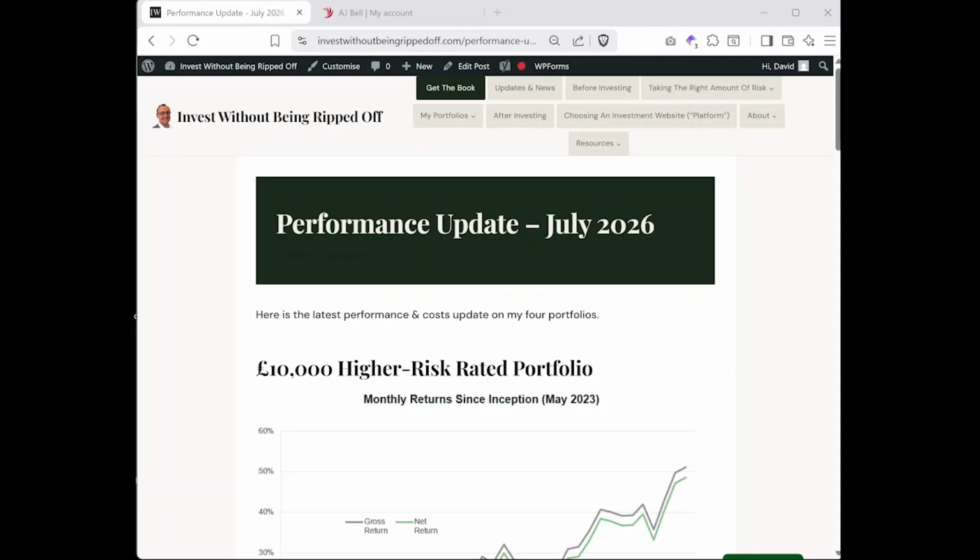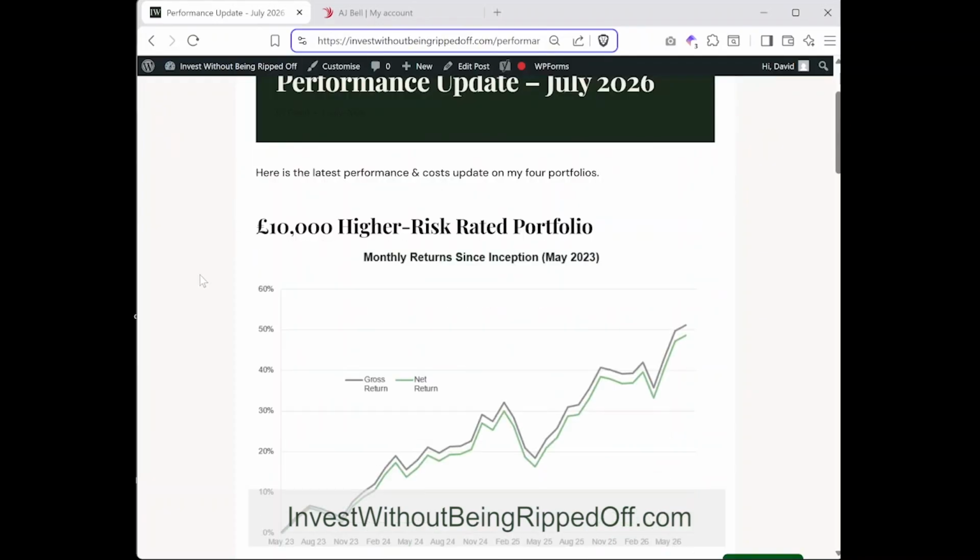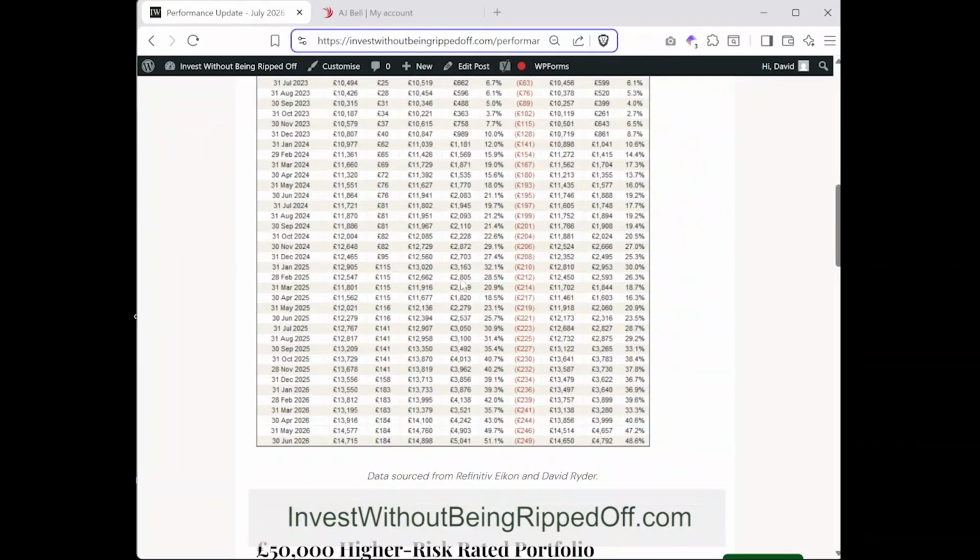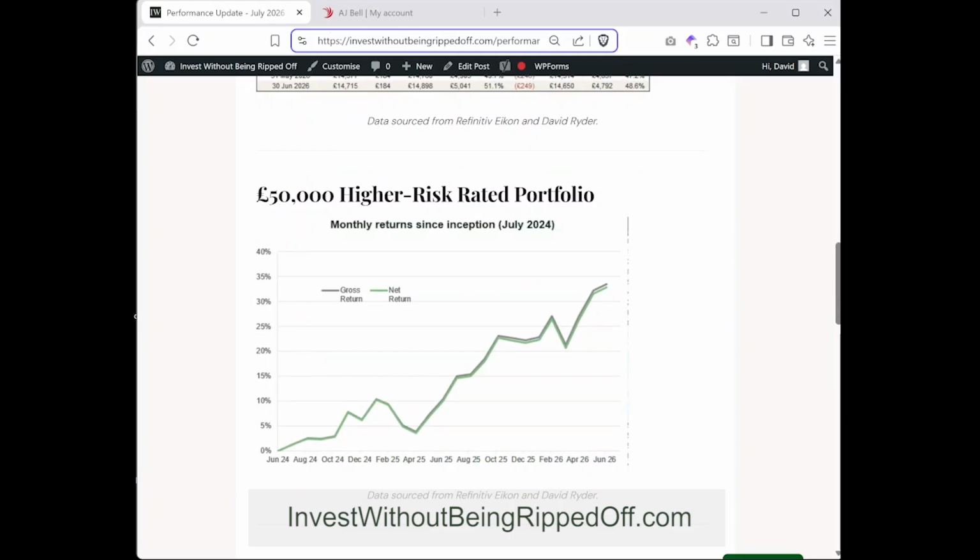I'm going to rebalance one of my portfolios. This is my website, obviously. We scroll down to see what the actual costs, fees, performance and everything is. And this is the one I'm going to rebalance. It's the higher risk rated portfolio.